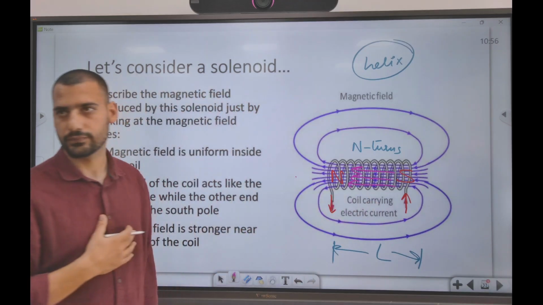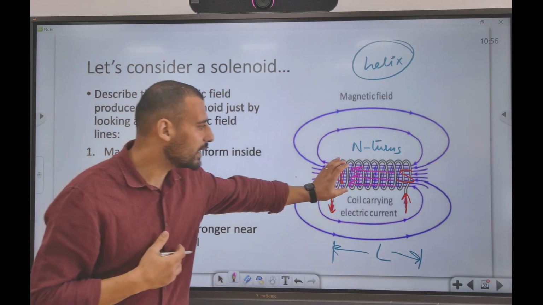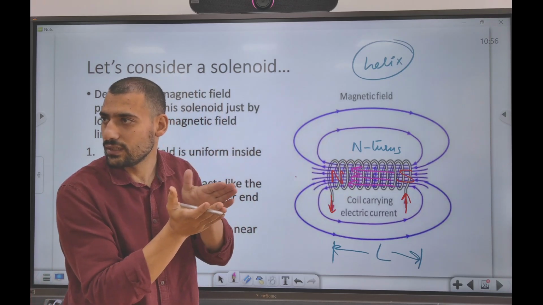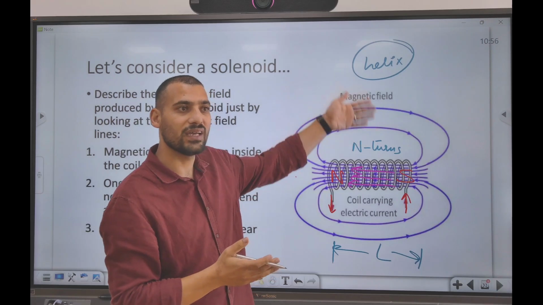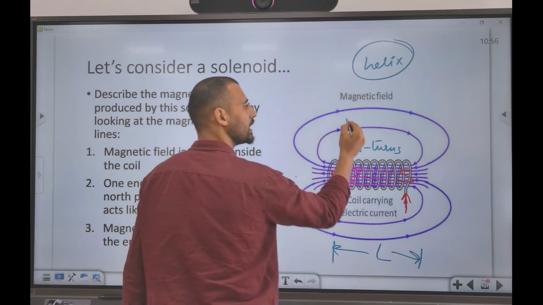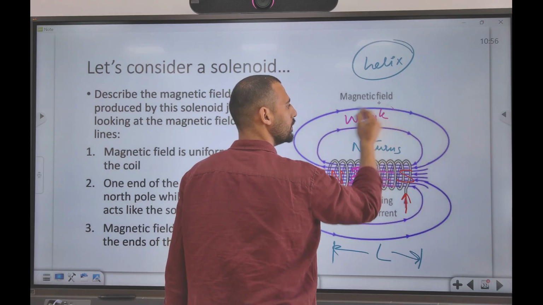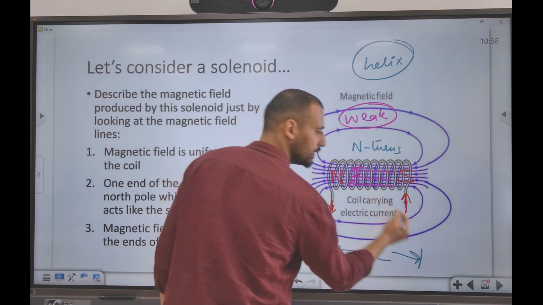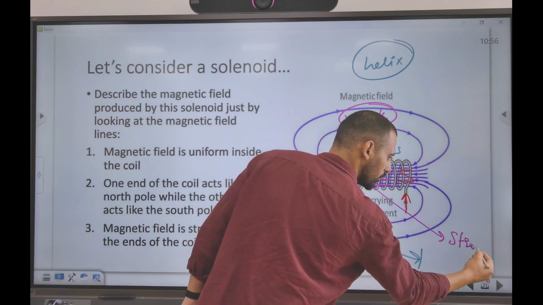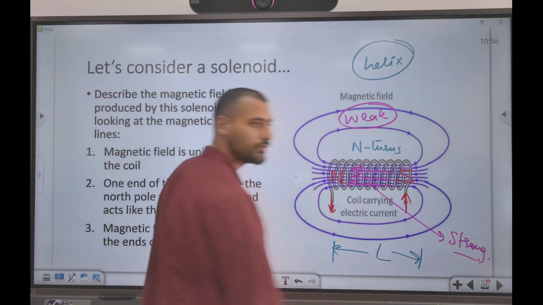Now what you are seeing is the magnetic field lines are very close inside, and they are very far away outside. So that means outside we have a weak magnetic field, and inside the magnetic field is very strong. Is that fine?